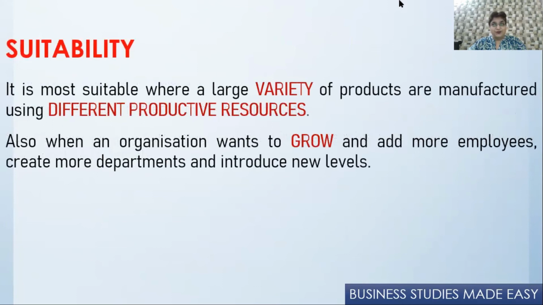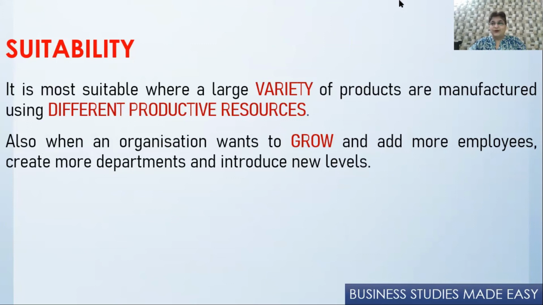Now, how and when is it suitable? It is suitable when you have a variety of products, different types of products, and each product needs different productive resources. The productive resources being used by different products is different. That means the machinery and the raw material being used by these products are all different, and where the organization wants to grow. Remember, functional organization cannot grow because all the departments have to work in coordination with each other. And if you have so many departments, then maintaining coordination with each other sometimes becomes very difficult. But this is not the problem with divisional. So when the organization wants to grow or wants to add more employees, then divisional organization structure is most suitable.